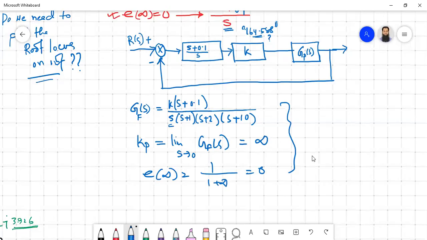Now the next question is, with this inclusion of the pole and zero, do we have to plot the root locus again or not? Let us try to answer this in MATLAB and see how much it varies.